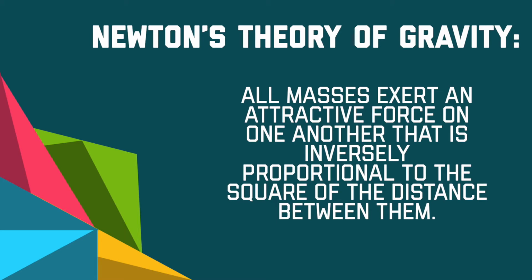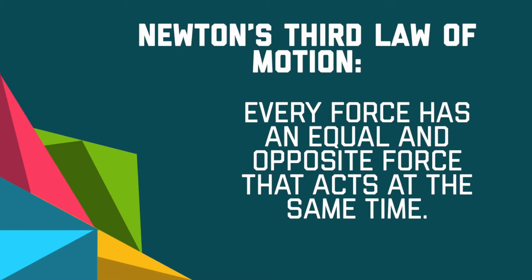The theory says that all masses exert an attractive force on one another. This means that the Earth is pulling down on us, and we are pulling up on it. Based on Newton's third law of motion, we know that every force has an equal and opposite force that acts at the same time. These forces always act on two different objects. A force pair never acts on the same object because forces involve at least two things, and there must be a force in this pair on each of them.